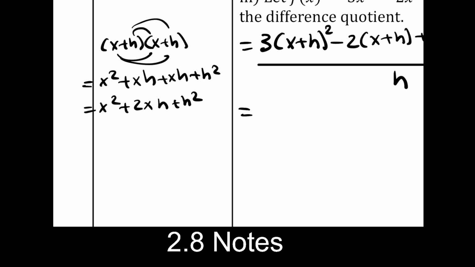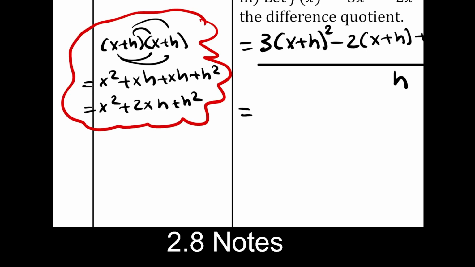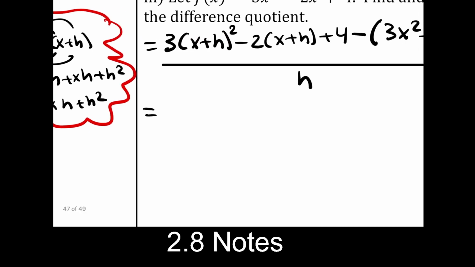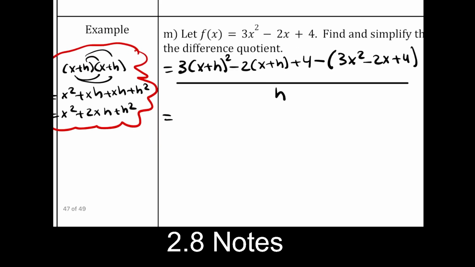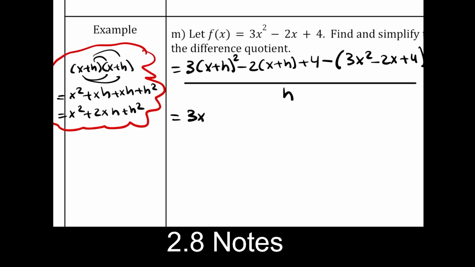So that's a little bit of side work, a little bit of foiling. This is for us just to keep track of. We don't have to tell anybody we did this. This is a secret. But this is something that you can look at and use here. So that's just this chunk right here. And in here we have 3 times that whole chunk, and so we're going to end up with 3x squared plus 6xh plus 3h squared. That's our very first chunk.